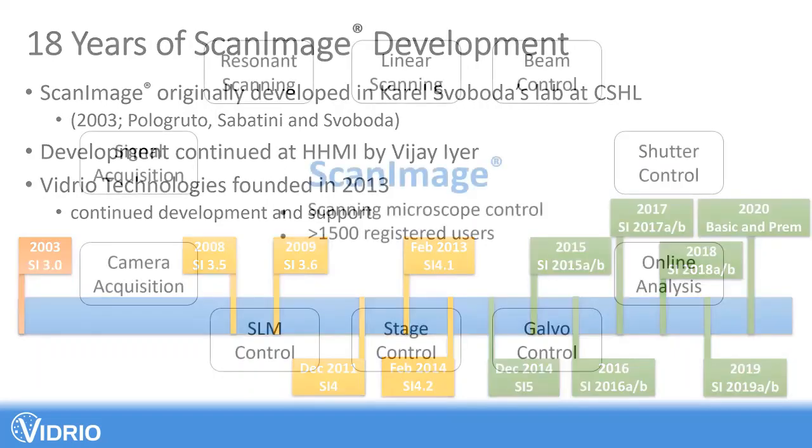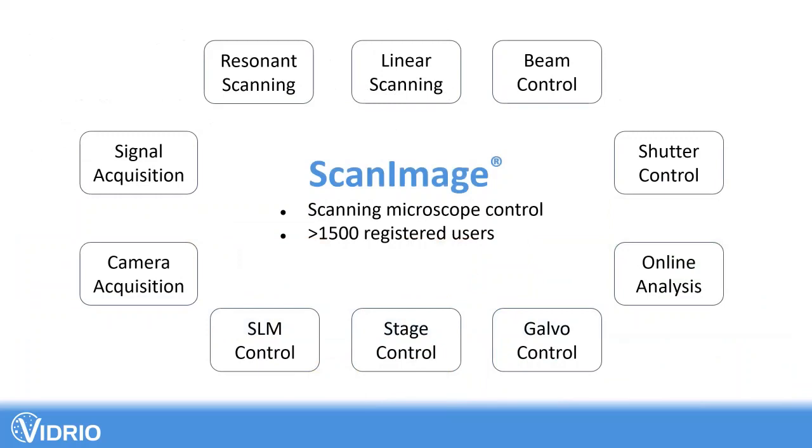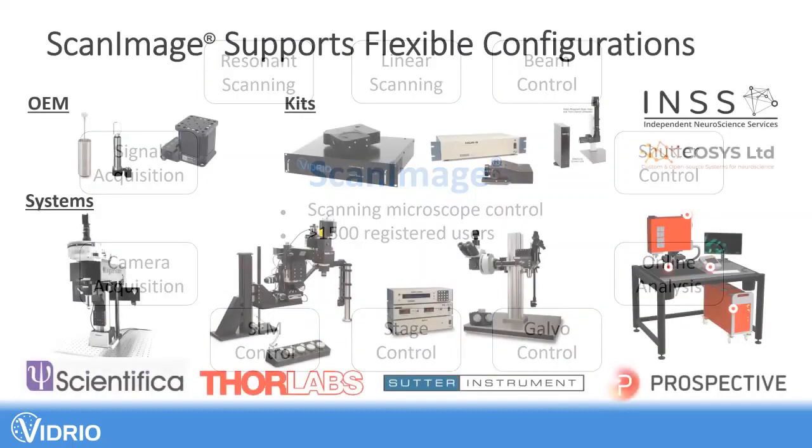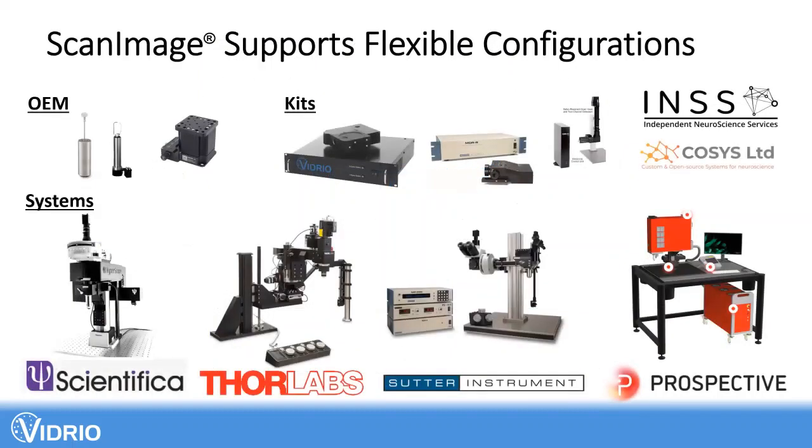So what does this kind of software have to do? Well, it has to control all these different types of devices, right? It's got to be able to control the galvos and shutters and Pockels cells to control beam power, maybe half-wave plates, or it's got to acquire the signal and condition it. Maybe it has to do camera acquisition, control SLMs. I mean, there's a lot of complex things that the software has to do. And furthermore, we've tried to make it as flexible as possible, right? So you can start with OEM parts, you can start with scanners and stages and your own piezos, et cetera.